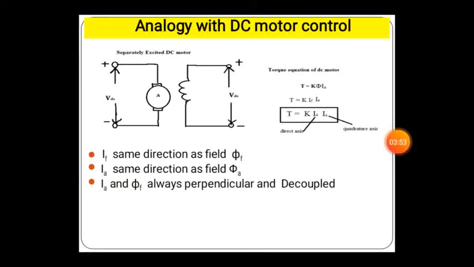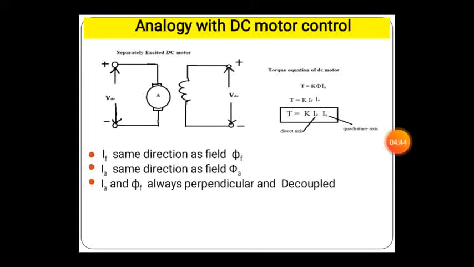This is the analogy with DC motor control. In this slide you can see the circuit diagram of a separately excited DC motor. Both are separately excited, and the torque equation of the DC motor is given as T equals K phi Ia, where K is the constant, phi is the flux, and Ia is the armature current. We can also write this equation in the form T equals K If Ia, where If is the field current and Ia is the armature current. And finally, we can write this equation in the form T equals K Id Iq, where Id is the direct axis current and Iq is the quadrature axis current.